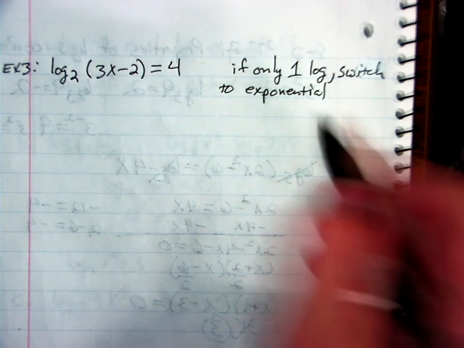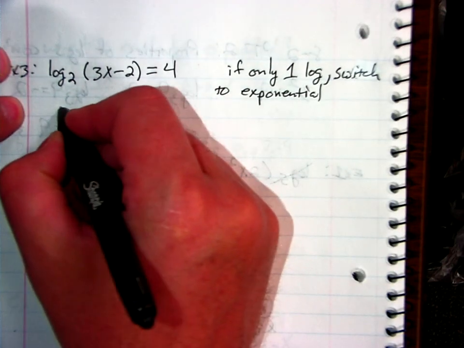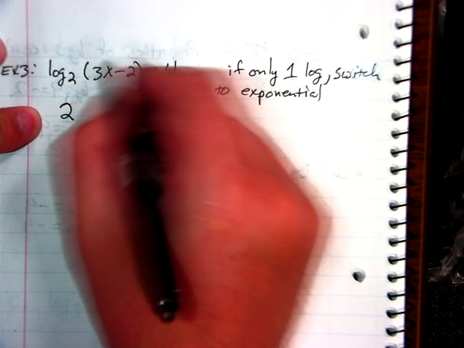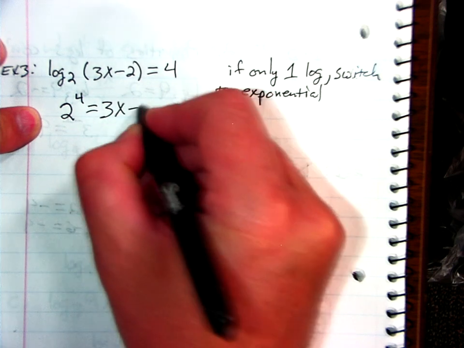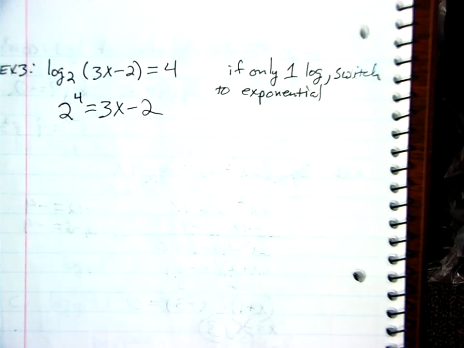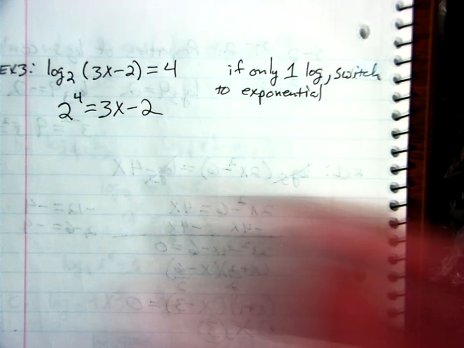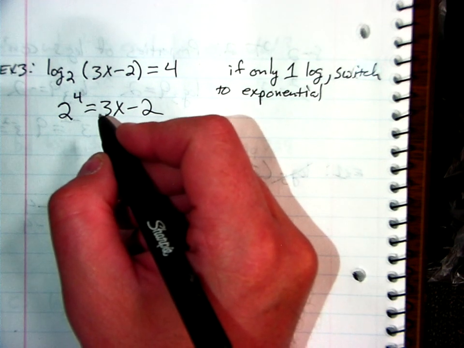All right, so if you remember, the 2 becomes our base, and then we swap the sides. So 2 to the 4th equals 3x minus 2. What is 2 to the 4th? Did you just look it up? No. All right. 2 times 2 is 4, times 2 is 8, times 2 is 16.